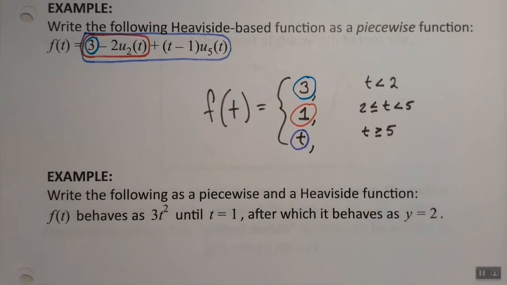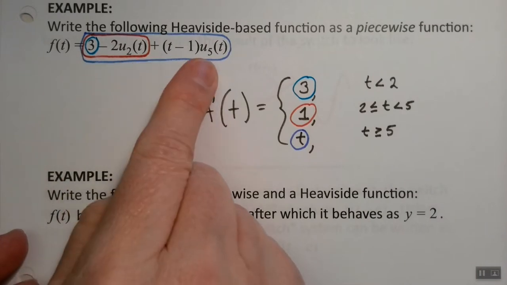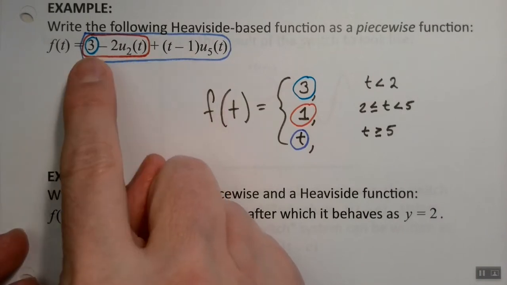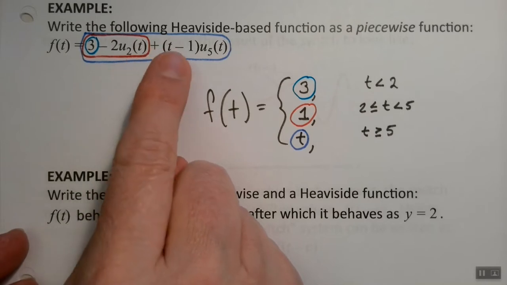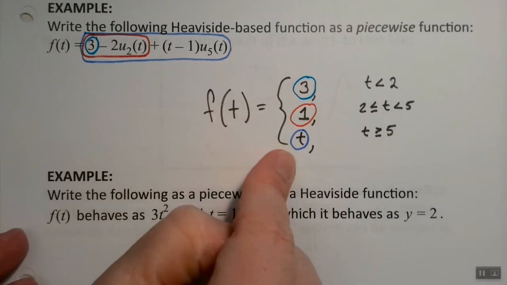So when all three parts are accounted for, when they're all turned on, anywhere 5 or greater for the t value, this thing is going to behave like 3 minus 2 plus t minus 1. So 3 minus 2 minus 1, that's just going to be t.